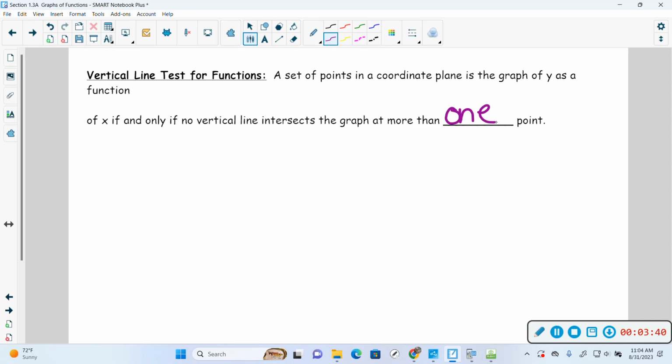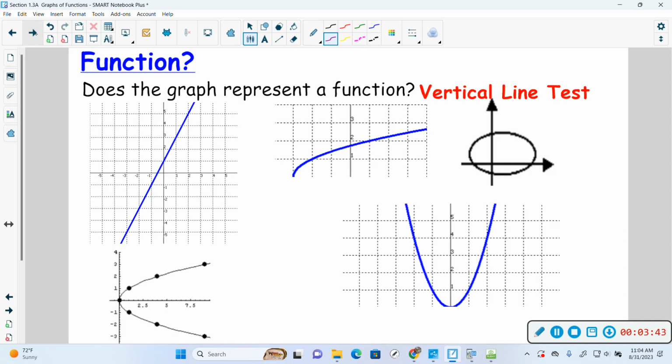So this isn't on your notes. This is just for fun, some pictures here. Humor me. Is this a function? Yes. Function? Yes. No, it would hit twice. No. Nope, hit twice. Yes. Okay. That's as wild as the vertical line test gets. That's why I love it.